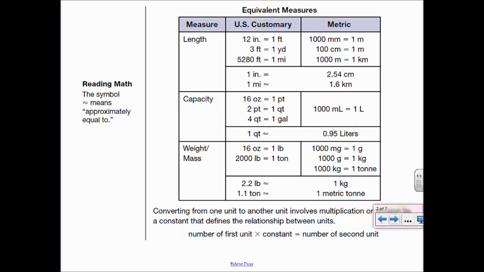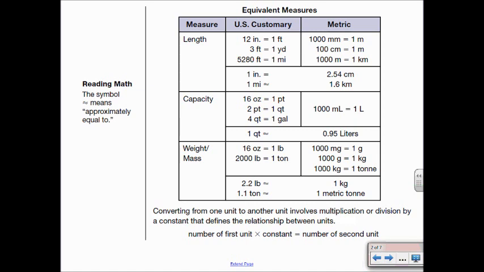Metric is the easier of the two to convert within itself because it's based off of tens. As you can see in the equivalent measures table here, you have 1,000 equals 1, 100 equals 1, whereas on the length side for customary, you have 12 inches is a foot, 3 feet is a yard, 5,280 feet is a mile, some kind of random numbers. Everything on the metric side is based off of tens.